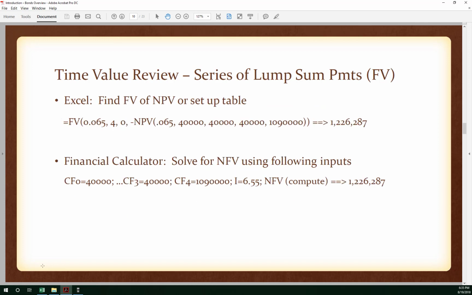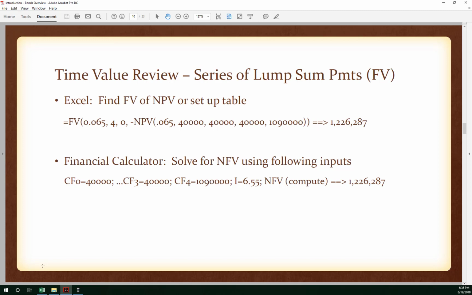So in Excel, there's not a simple formula for this. We're still going to be finding the future value, but in terms of computations, we can think of this as finding the future value of an NPV, of a net present value, or we could just set up a table and figure out the future value of each of the cash flows and add them all up. So we'll go to Excel here in a second and look at that.